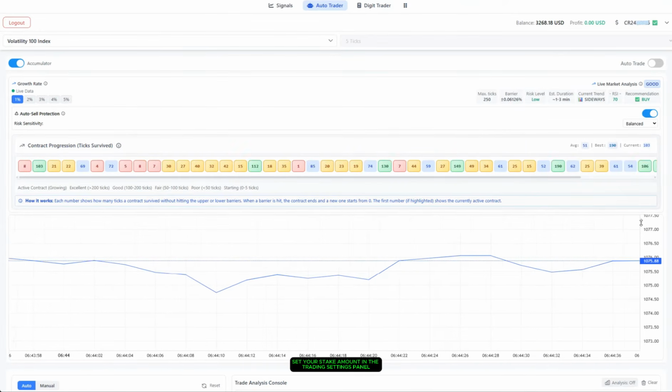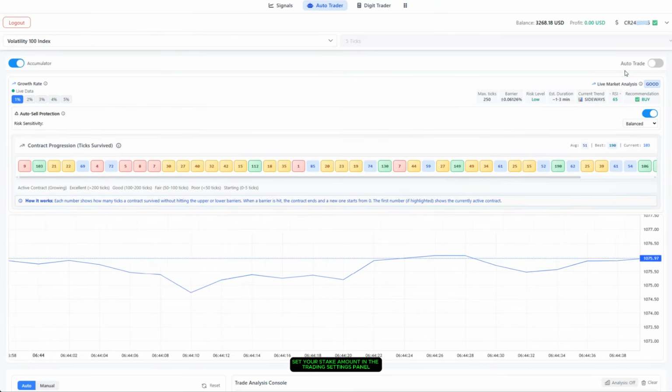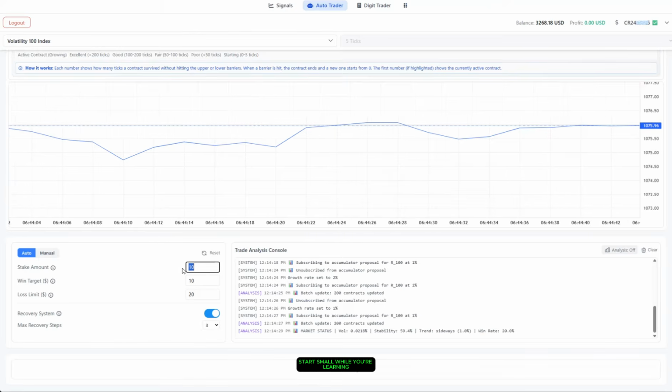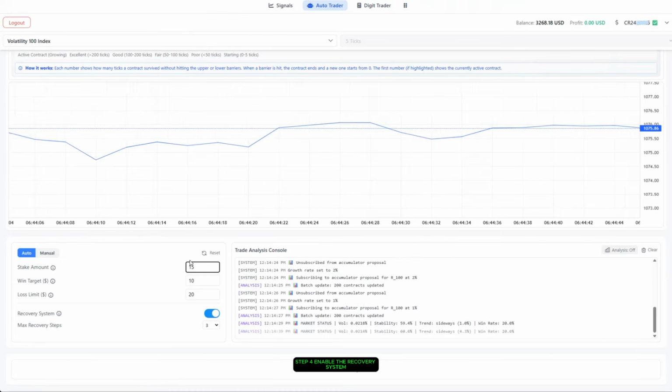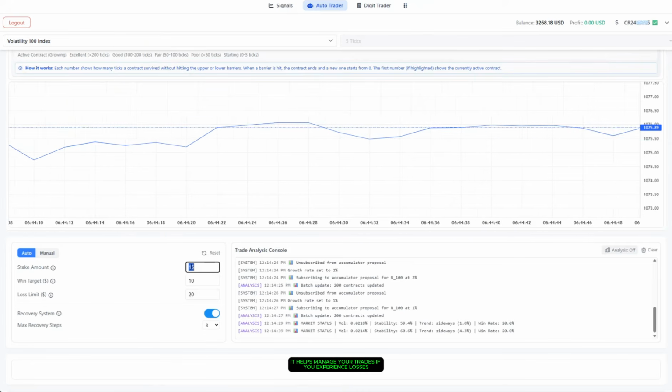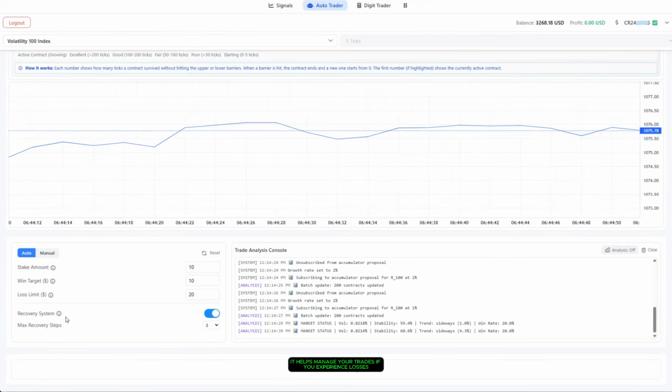Step 3. Set your stake amount. In the trading settings panel, enter how much you want to invest per contract. Start small while you're learning. Step 4. Enable the recovery system. This is optional but highly recommended. It helps manage your trades if you experience losses.